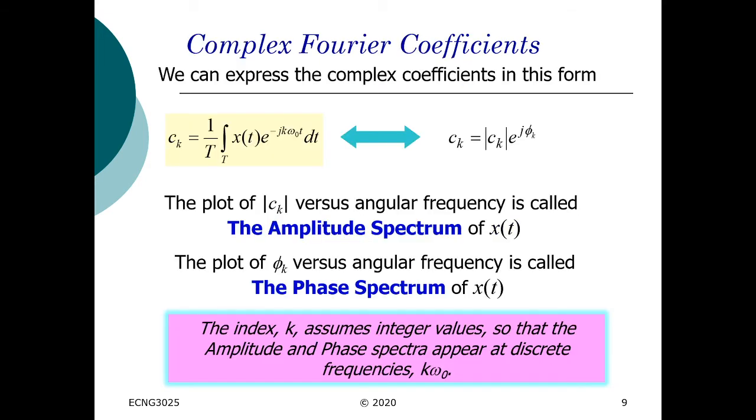In particular, if we took the magnitude of Ck, what this results in is the amplitude spectrum of the original signal being x of t. If we took the phase of Ck, however, we get the phase spectrum of x of t. So remember, this Ck here is going to be a complex number, so it is possible to get an amplitude being the magnitude of the signal and a phase being the angle of the signal.